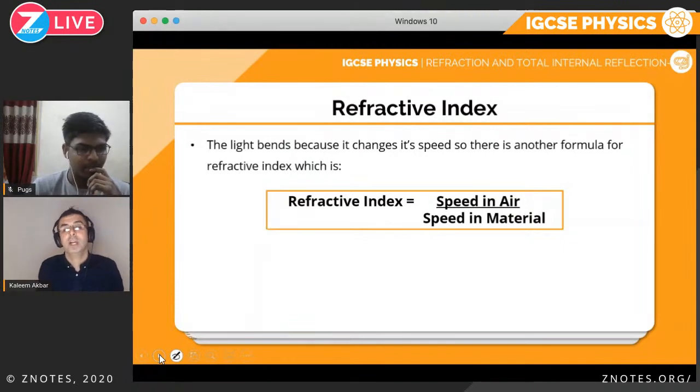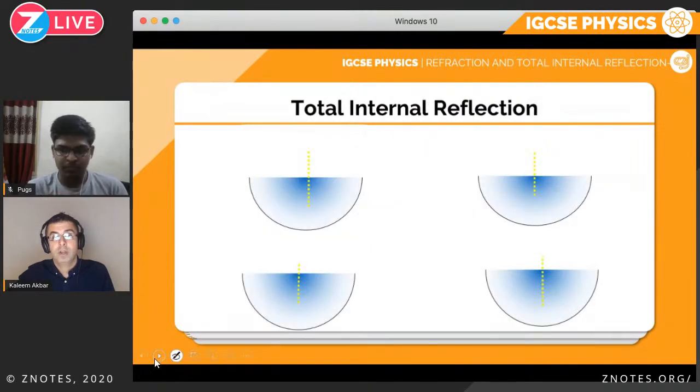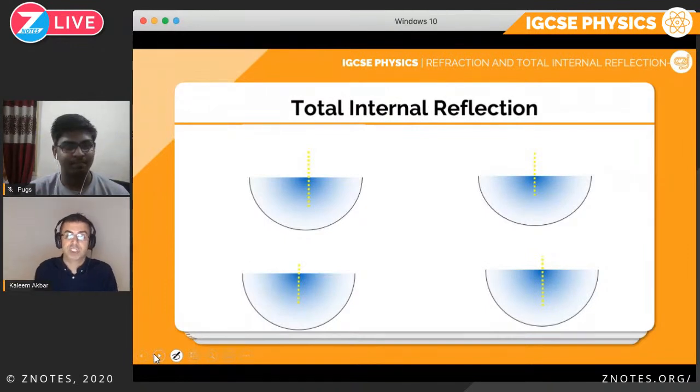Now here, luckily there's no sines, there's no angles or anything. It's just straightforward: the speed of light in air divided by speed of light in material or medium. You might hear that word used by your teacher. Let's just explain this before we go today, so we can just rattle off the exams on Thursday.